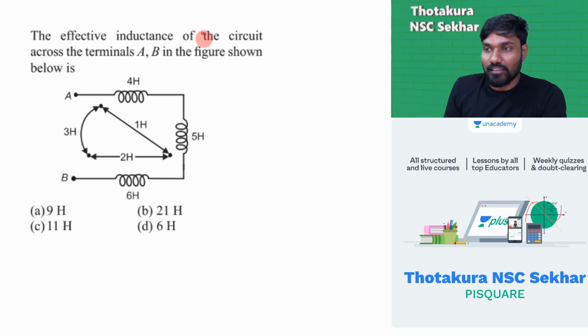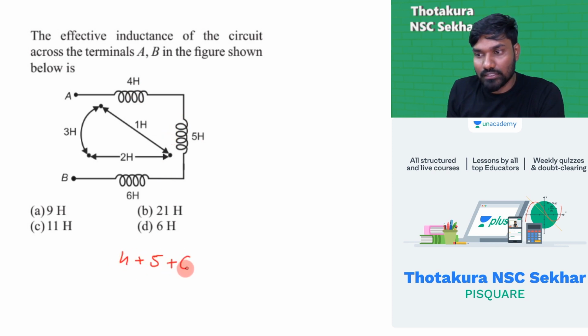Okay, let me do it. Here, all three are in series. So self-inductances add up. 4 plus 5 plus 6. L equivalent is equal to all self-inductances added up. 4 plus 5 plus 6, it's done.